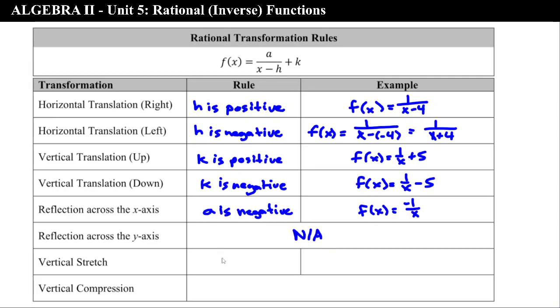All right, vertical stretch is when a is greater than 1. So an example of that would be f of x equals 2 over x. And then you could have a vertical compression, but we're not going to get into that here because you'd end up with a fraction on top of a fraction, and we're just not going to cover that. So vertical stretch is all you'll have to worry about if you have some number on the top of your fraction there.